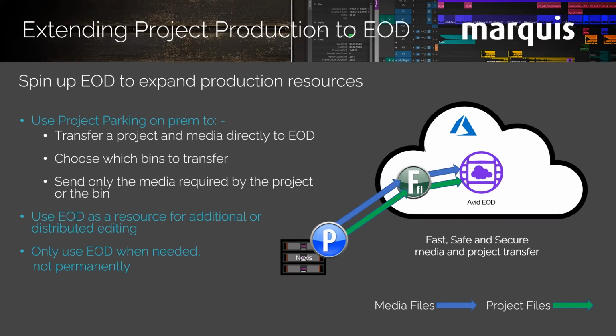And so we would use project parking on premise to transfer the project and the media directly into EOD. Now you can choose how much to send. You can choose an entire project or individual bins, and you'll send that up directly into the EOD. And this is going to send everything through the PhotoFlight connector again, but you'll be sending just what's needed into your EOD, and as soon as it is there, you'll be able to start using it.